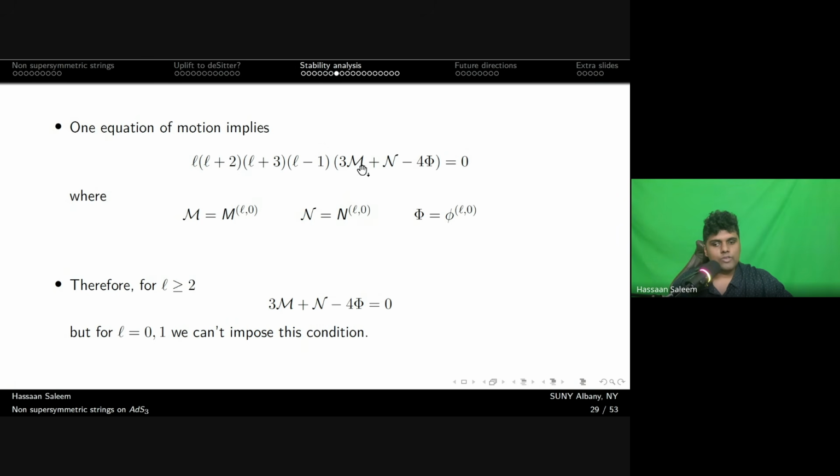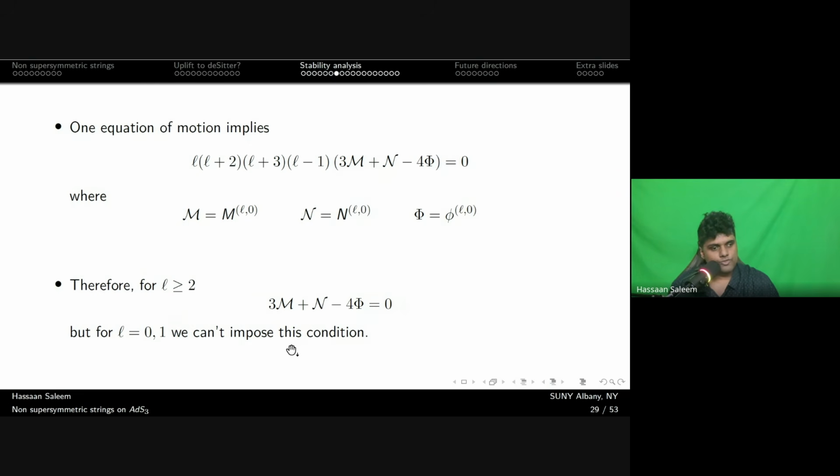Now you get this equation, and you can see that this equation is non-trivial if L is not equal to 1 and L is not equal to 0. If L equals 0, for example, then the left-hand side is just 0, and the equation is trivial. If L equals 1, then again, the left-hand side is trivial, and you have no equation. So only for L greater than or equal to 2, you have a non-trivial equation, which means that you can use this thing equal to 0 as a condition only for L greater than or equal to 2.